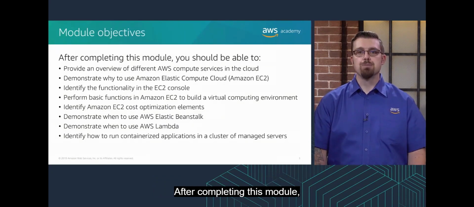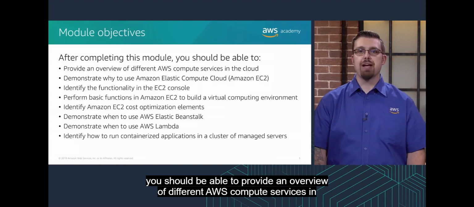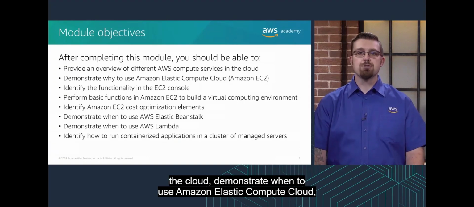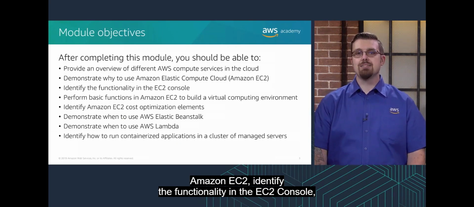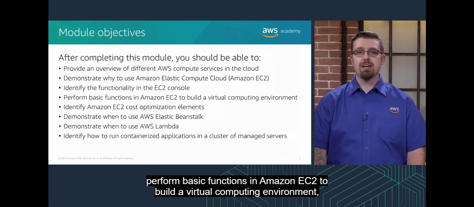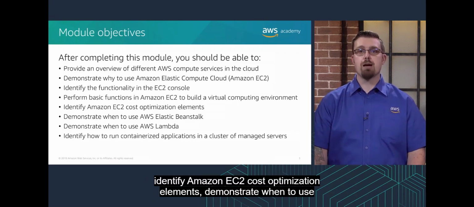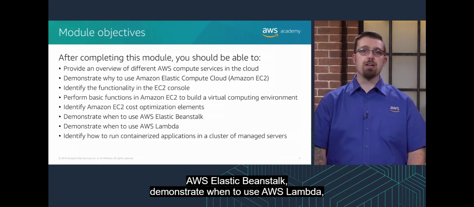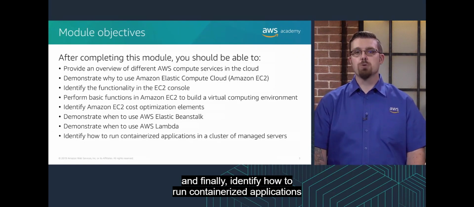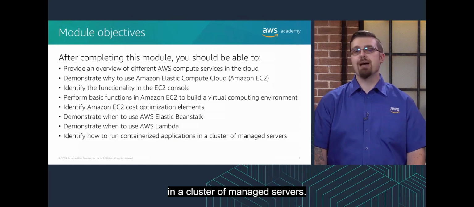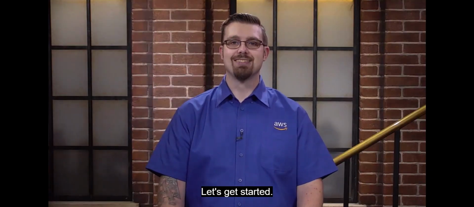After completing this module, you should be able to provide an overview of different AWS compute services in the cloud, demonstrate when to use Amazon Elastic Compute Cloud, Amazon EC2, identify the functionality in the EC2 console, perform basic functions in Amazon EC2 to build a virtual computing environment, identify Amazon EC2 cost optimization elements, demonstrate when to use AWS Elastic Beanstalk, demonstrate when to use AWS Lambda, and finally, identify how to run containerized applications in a cluster of managed servers. Let's get started.